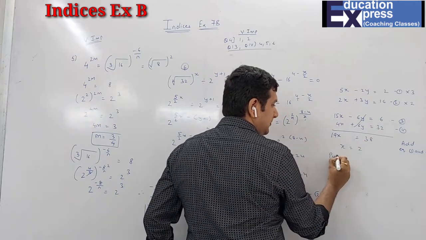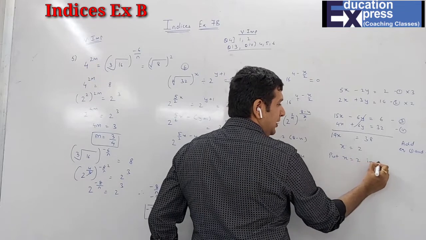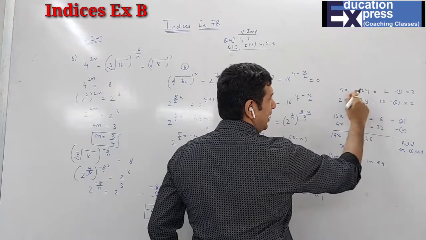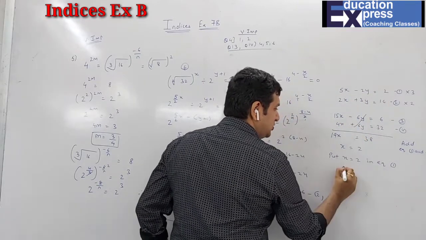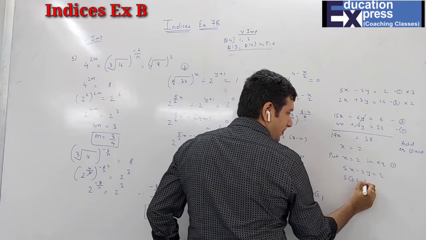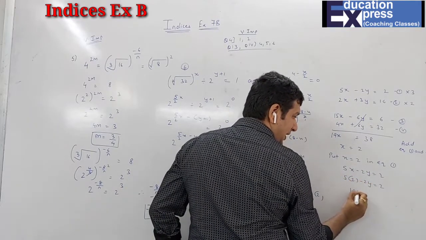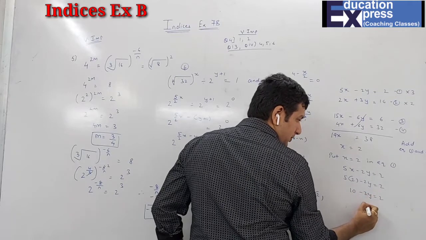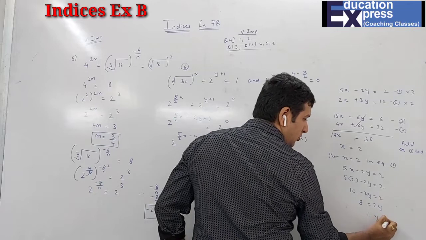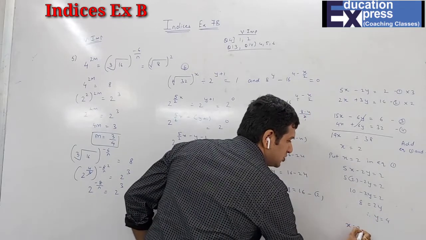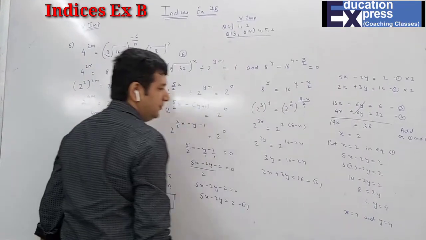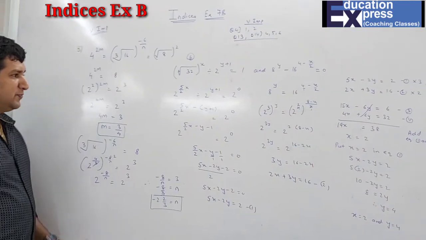Now put x equal to 2 in the smallest equation which you find. Smallest I see it's equation 1. So the first equation is 5x minus 2y is 2. I'll put the value of x. So 10 minus 2y is 2. 8 equals 2y. Therefore y is 4. So the answer is x is 2 and y is 4. Done. So question 5 and 6, mark it, very, very important.